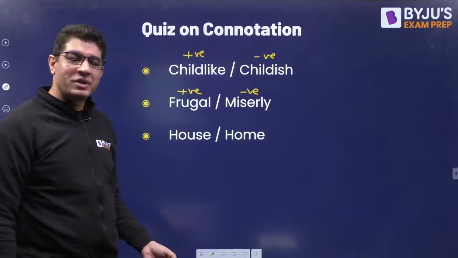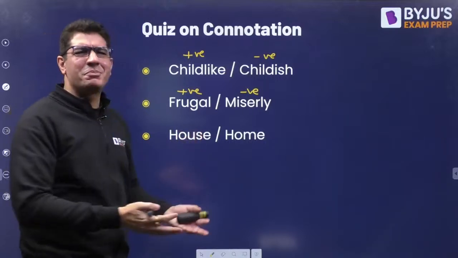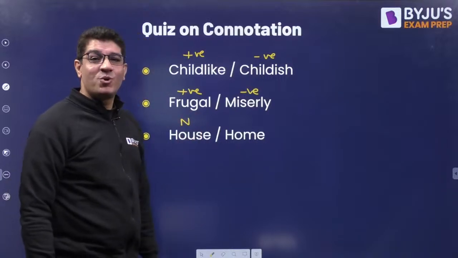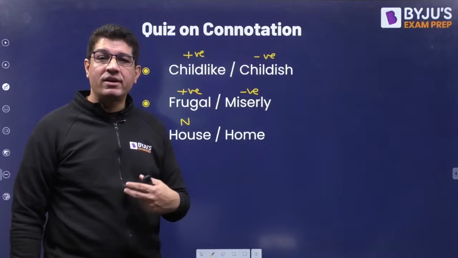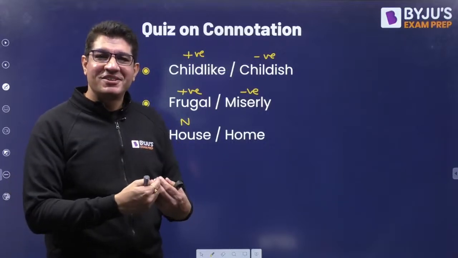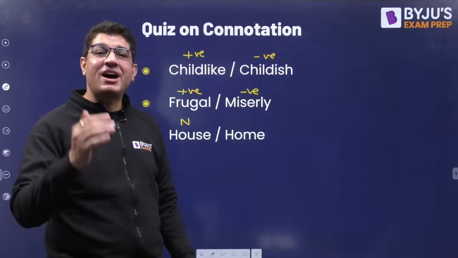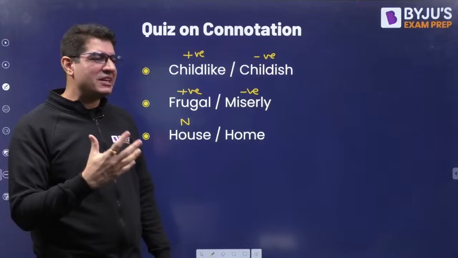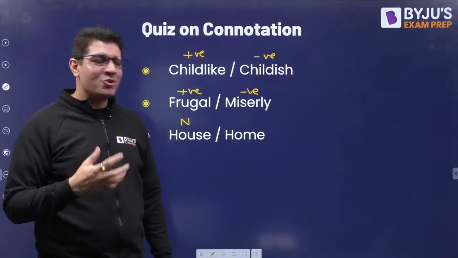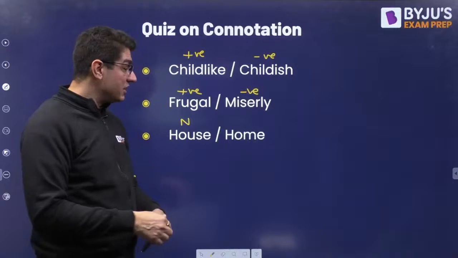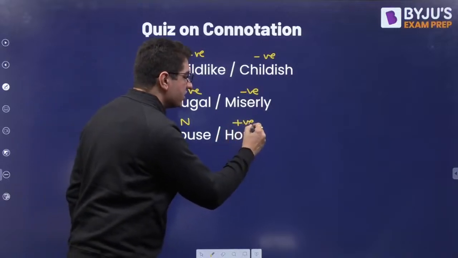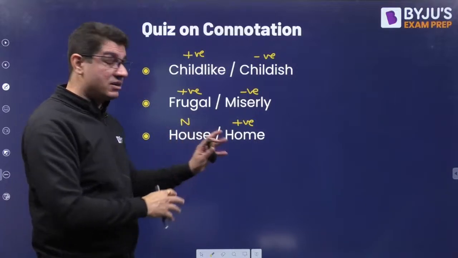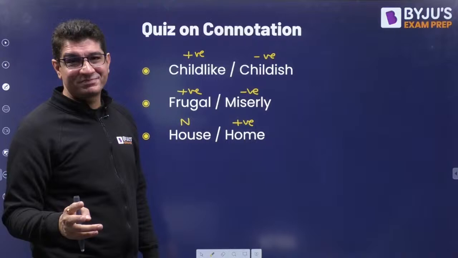Here is one more example for you. House and home. So you realize house is just a building, right? It's a neutral word. But home is where the heart is. Houses are built. Homes are made by the people who live there. Home reflects that feeling of belongingness. Home reflects that warmth. So this is a positive word. मकान तो सब बना लेते हैं, घर बनाना पड़ता है.